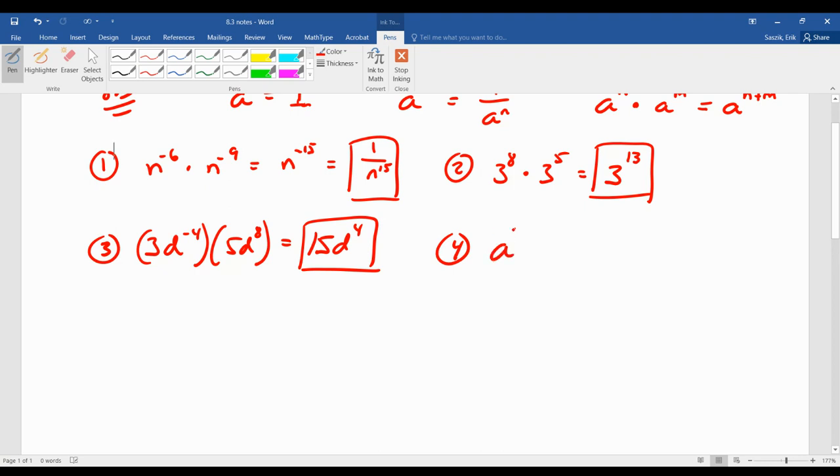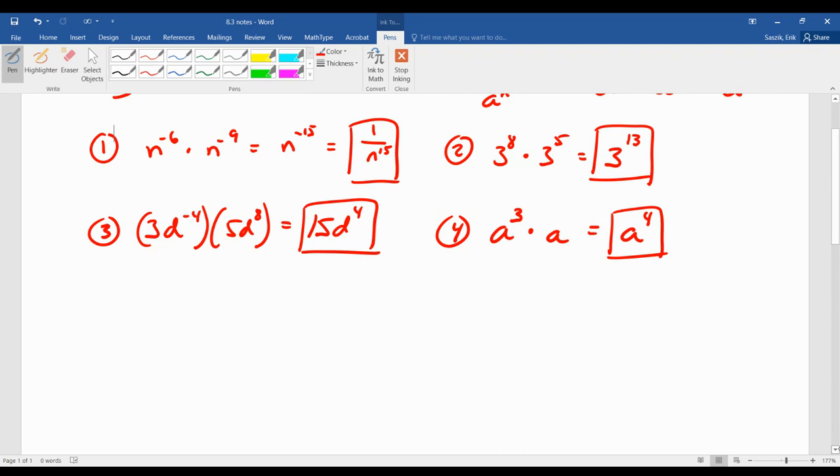now this one can be a little bit tricky. Remember, there's an invisible 1 here. So we're multiplying, we keep the a and we add. So we get a to the 4th. Okay, that's a tricky one.